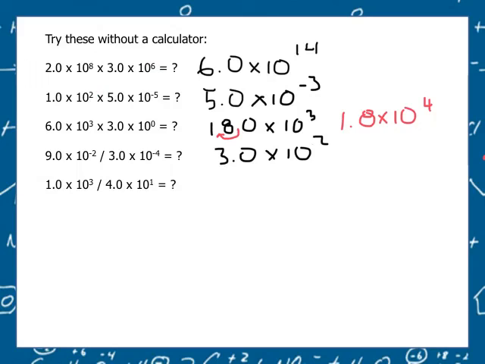Lastly here, 1 times 10 to the 3rd, divided by 4 times 10 to the 1st. That gets me 0.25. 10 to the 3rd divided by 10 to the 1. 3 minus 1 is 10 to the 2nd. Check for proper scientific notation. We don't have it. I'm going to have to adjust that to 2.5 times 10 to the, made my decimal portion larger by 1 factor of 10, so now I need to make my exponent smaller by 1. And that does it. Thanks, guys.